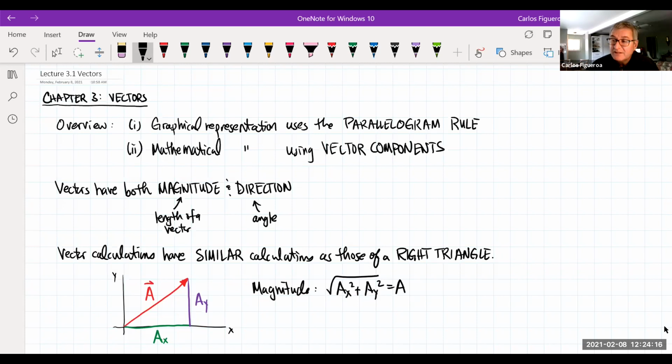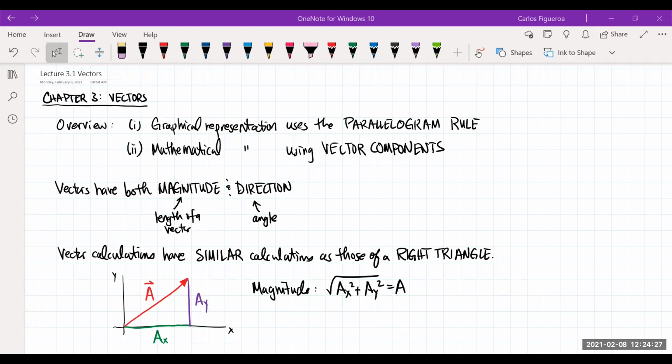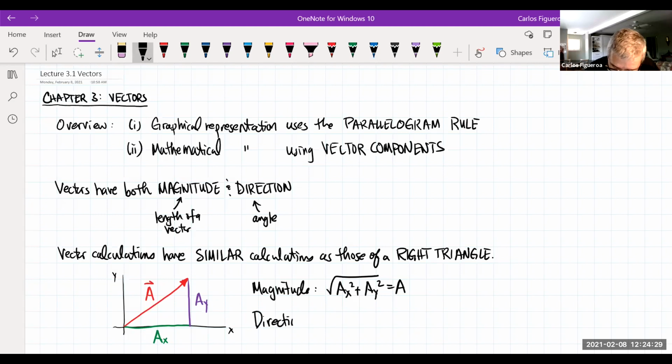The customary thing for directions is that there's a lot of ways to do this, but the direction is that we need an angle. Although we could calculate the angle multiple ways, 3 different ways, the customary one to use is tangent theta equals AY over AX. And you're going to see that that forms the basis for everything.